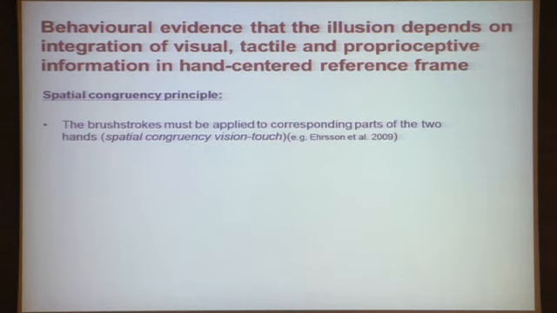The spatial congruency principle seems to also be in place here. The brushstrokes must be applied to the corresponding parts of the two hands. If I touch the index finger of the rubber hand, you must touch the index finger of the real hand. If you touch different parts of the hands, the illusion breaks down.